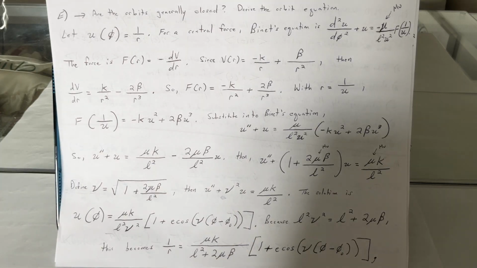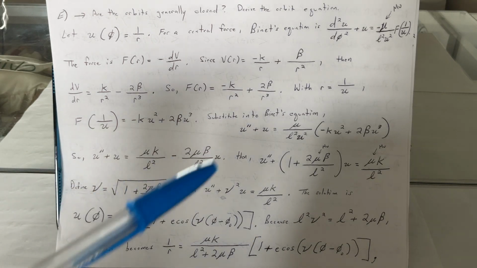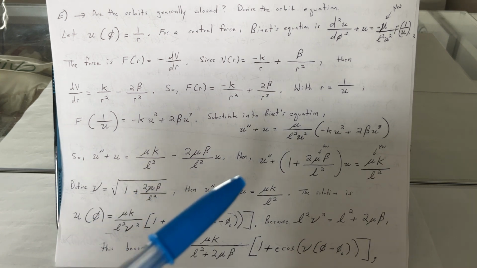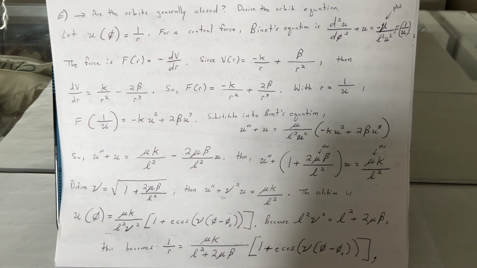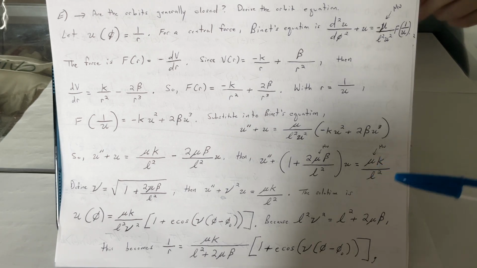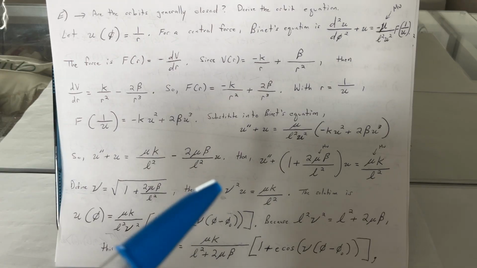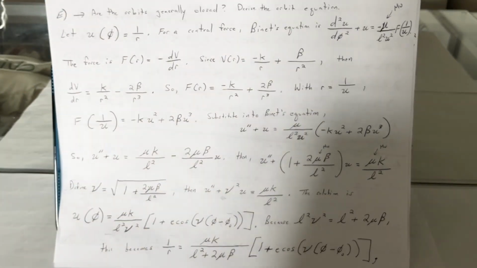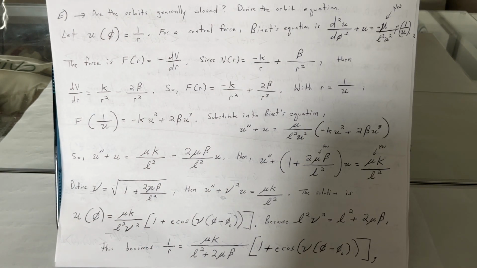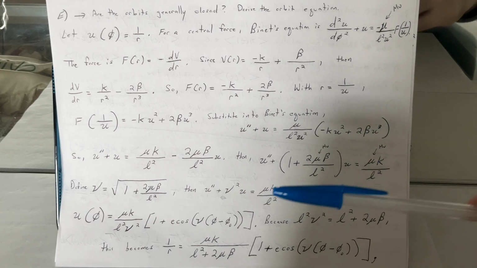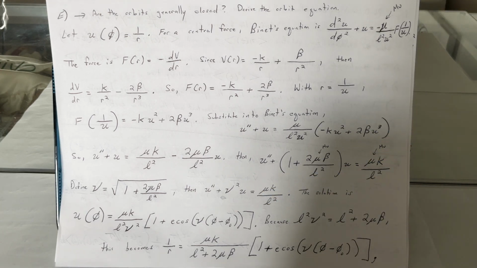So u double prime plus u equals mu k over L squared minus 2 mu beta over L squared u, and then u double prime plus the quantity 1 plus 2 mu beta over L squared, times u, equals mu k over L squared. So we now define nu equals the square root of 1 plus 2 mu beta over L squared. Then u double prime plus nu squared u equals mu k over L squared.